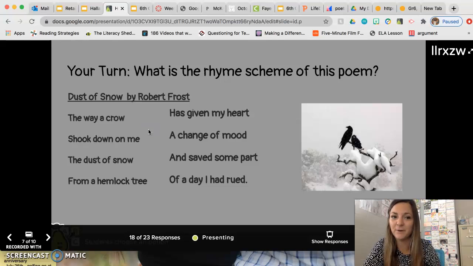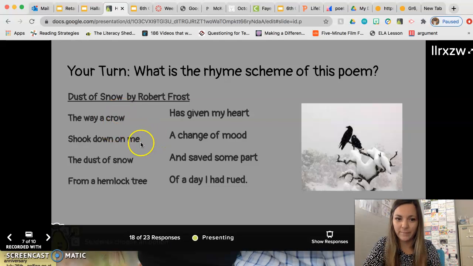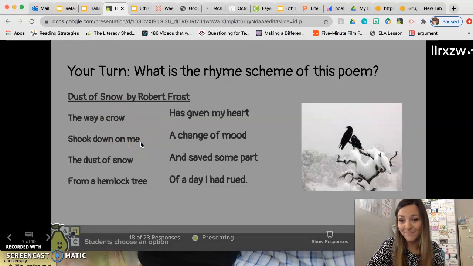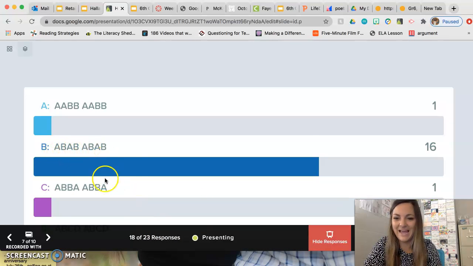So what's the rhyme scheme of this poem? We're just going to do this part of the stanza. The way a crow shook down on me the dust of snow from a hemlock tree. So let's look at it. Does crow and me rhyme? No. Does crow and snow rhyme? Yes. Does me and tree? Yes. So the answer for the rhyme scheme would then be A, B, A, B.